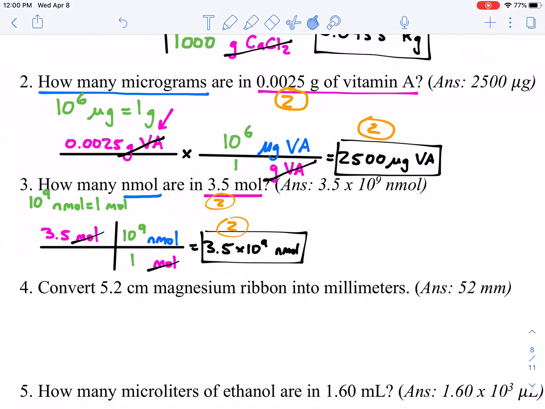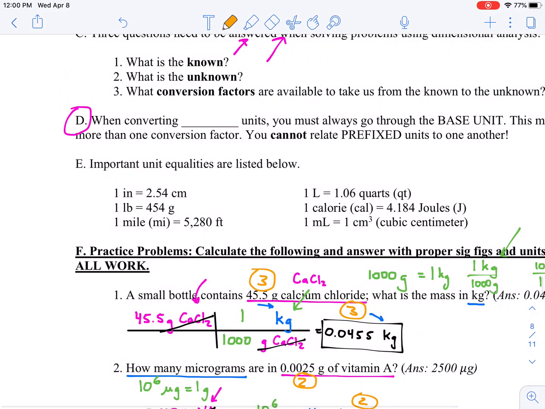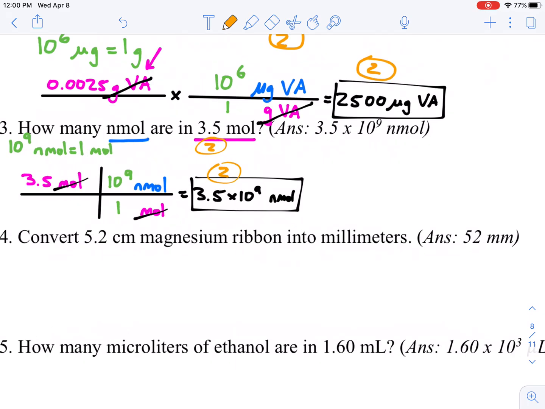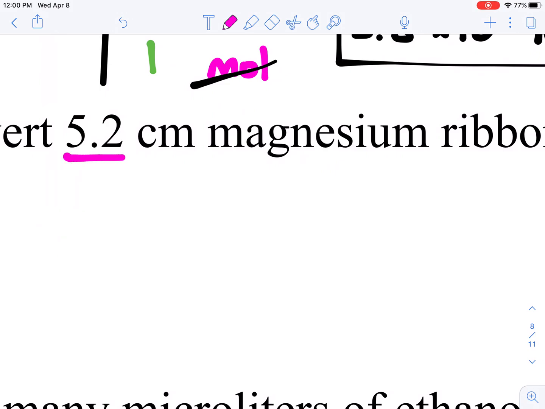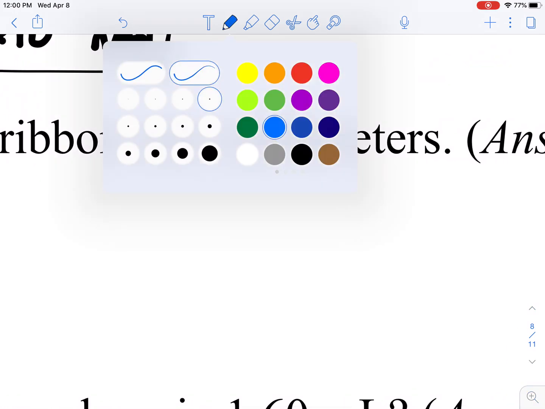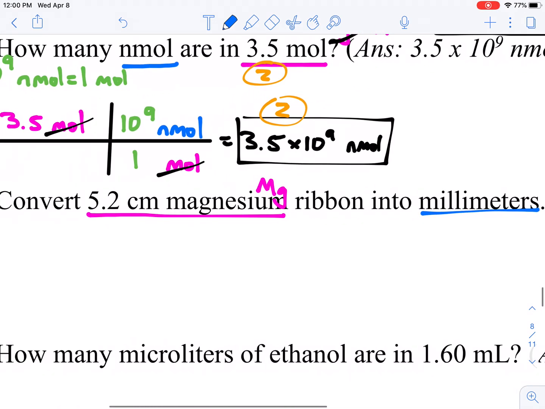All right, let's try another one. If you've been wondering, and you probably haven't been, when we'll encounter a problem that has this little issue with it, be prepared. So, in number 4, we have some things we know. We know that we have 5.2 centimeters magnesium. Magnesium, as a side note, is Mg. We want to convert that into millimeters. I'm going to bypass writing down stuff in green right now for a very specific reason. Let's start with what we know.